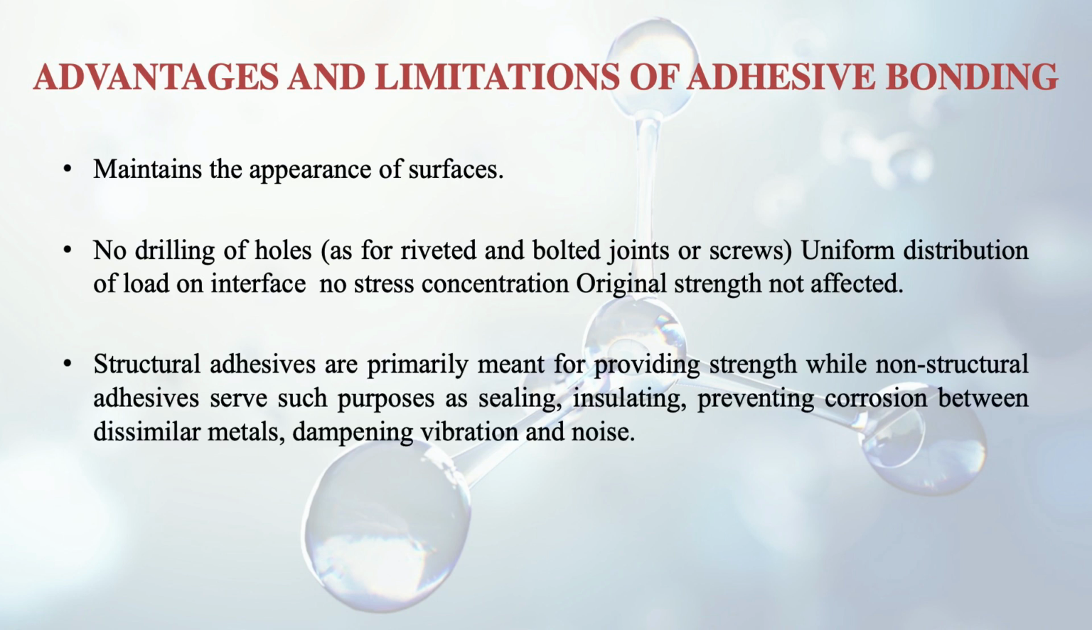Structural adhesives are primarily meant for providing strength, while non-structural ones are meant for the purpose of sealing, insulating, preventing corrosion between dissimilar metals, also for dampening vibration and noise. Category is also according to the uses, applications. So structural are used for different purposes and non-structural for other purposes.